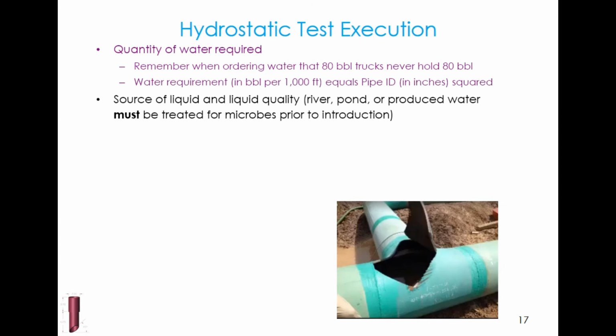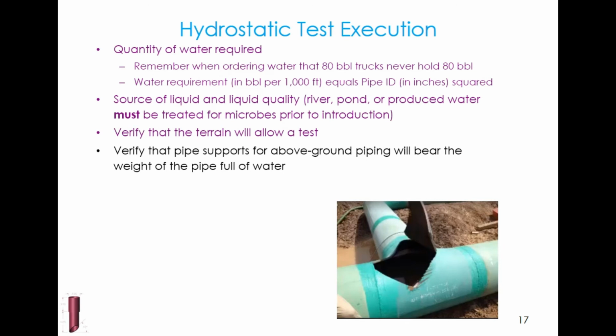The source of liquid and liquid quality: if I'm using river water, pond water, or produced water, I have to treat it for microbes. There are just too many nasty things in that water. I want to verify that the terrain is going to allow a test at all. You've got a 1,000-foot hill, you could bust the pipe at the bottom without really trying.